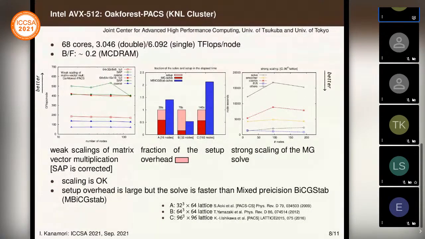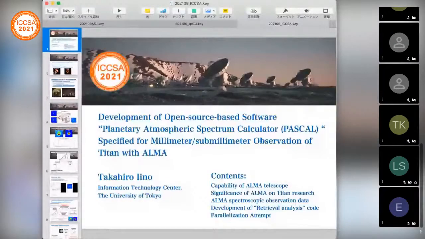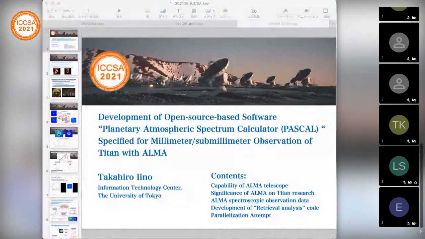If you have any other questions, please talk or chat. So if we don't have any questions, I'd like to thank again Mr. Ishikawa for the presentation of his work. And I'd like to call Mr. Takahiro Ino, who is going to present the development of open source-based software planetary atmospheric spectrum calculator, Pascal, specified for millimeter, submillimeter observation of Titan with ALMA. Mr. Ino, okay. Thank you, please go ahead.